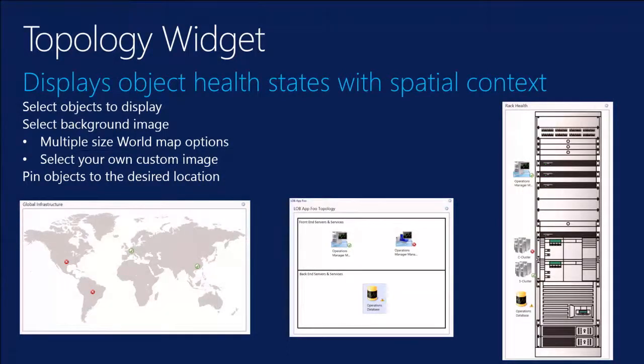Starting with the topology widget, this widget displays object health as it relates to some sort of spatial context. You select objects to display and then a background image. The default background image for this widget is the world map. And we have 3 different sizes so that you can ensure that it displays in the right aspect. But we also give you the ability to upload your own image, so you can personalize this. So you can see here I've got some different examples. I've got the default example of pinning some health states to a world map. But you can also do things like create a rack view in Visio and upload that into Operations Manager, and then pin the health states there.